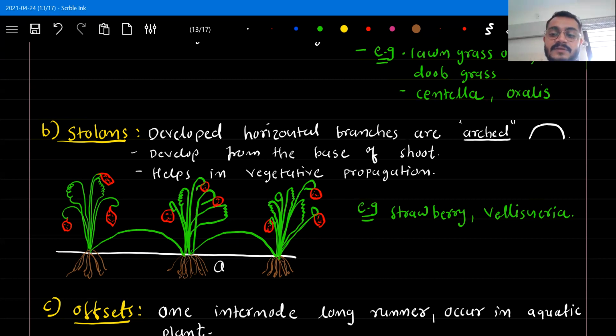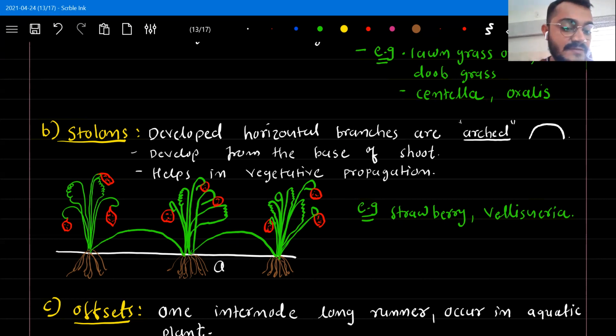And this is how they will keep continuing, keep growing, and keep multiplying or propagating different plants from the one plant. This is very commonly seen in strawberry and Vallisneria.